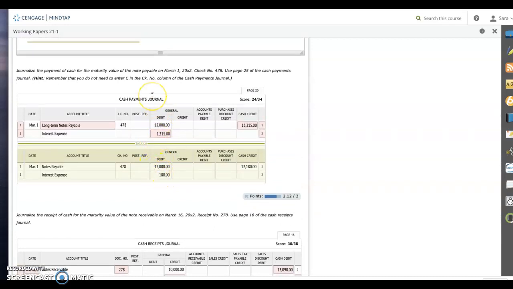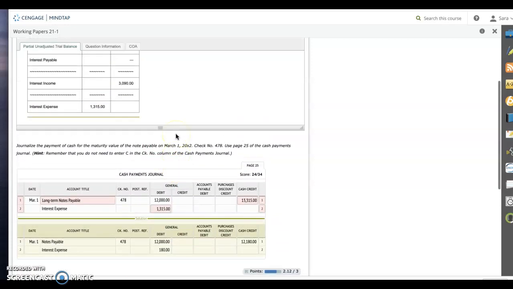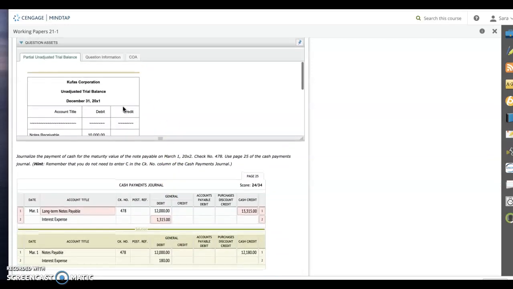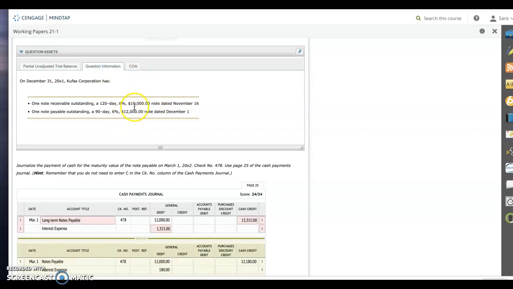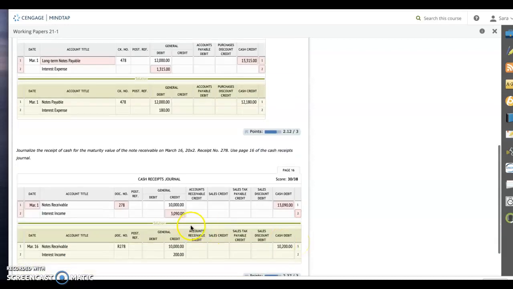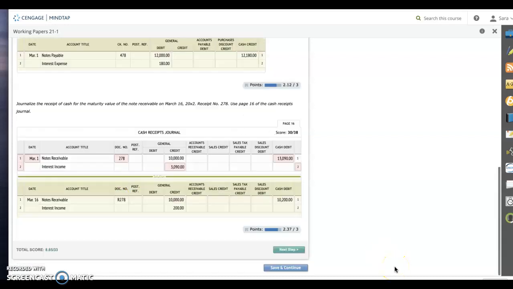12,000 plus the 180. Oh, it's calculating this again, so that's my mistake. So just our 10,000 times the percentage, and then times 120 over 360. So that's where I went wrong there. So just changing that to the 180, adding it, and then just same thing with this one. And it looks like add the R to your document number.